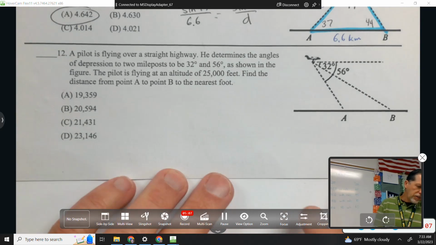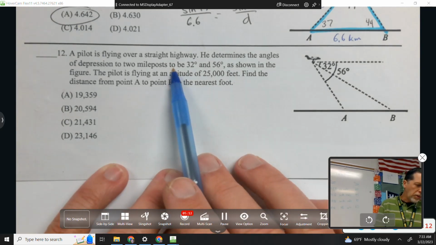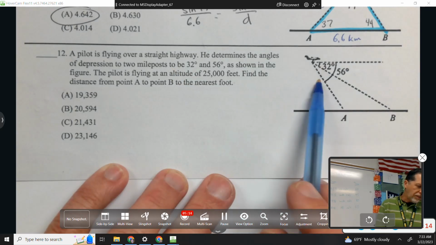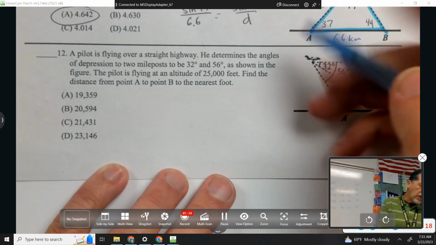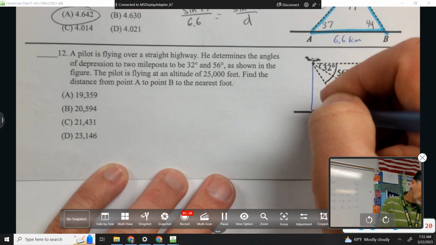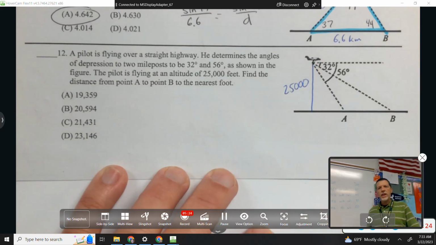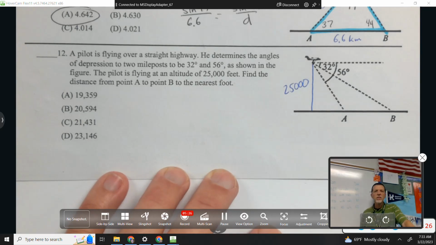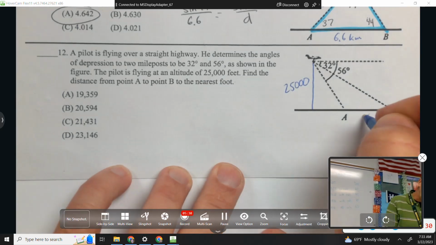A pilot is flying over a straight highway. He determines the angles of depression to 2 mileposts to be 32 and 56, as shown in the picture. The pilot is flying at an altitude of 25,000 feet, so that gives us a distance to make a triangle. Find the distance from point A to point B to the nearest foot.